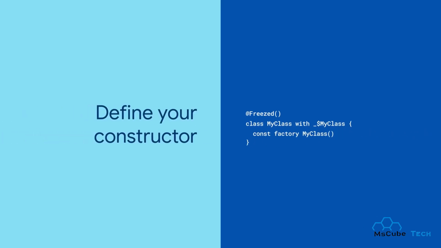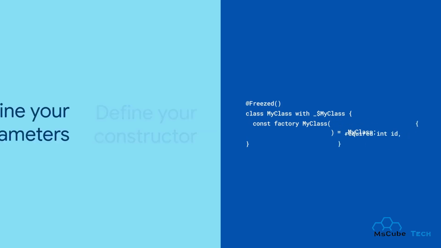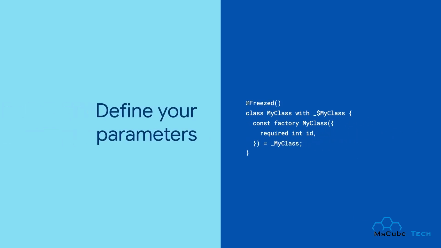Next, start on your constructor. Use a const factory constructor and point it to a class with the same name, prefixed with an underscore. Again, that class doesn't exist yet, so don't pay the linter too much mind. Next, in that constructor, specify any fields that your data class will need. Note that you don't use the normal this.fieldName syntax, because Freezed will generate that part.